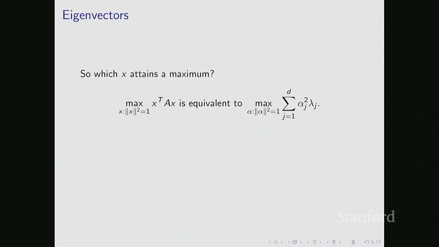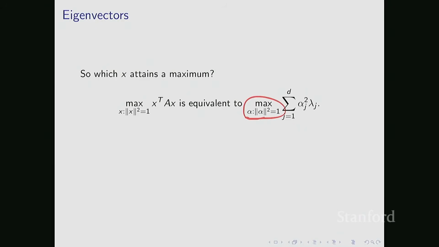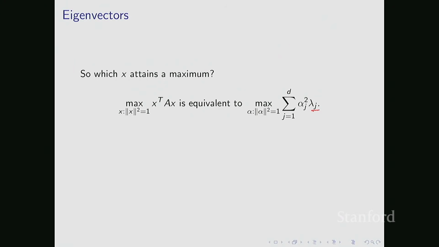Awesome. So which x attains the maximum here? Someone tell me, in this language. Among all these alphas, which one do I pick to maximize this quantity? Lambda 1 to lambda 2 are in decreasing order. You put all the mass on 1, right? You pick an eigenvalue. Now, what if lambda 1 equals lambda 2?